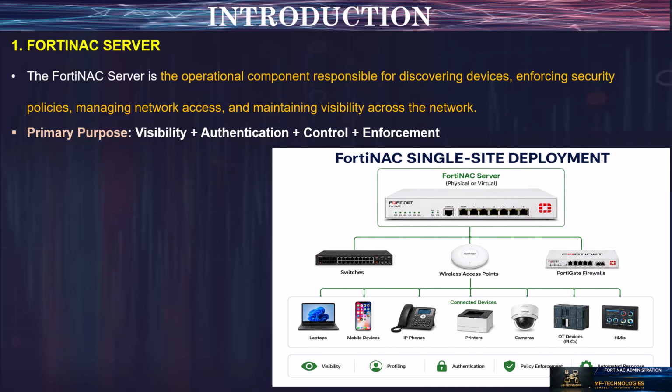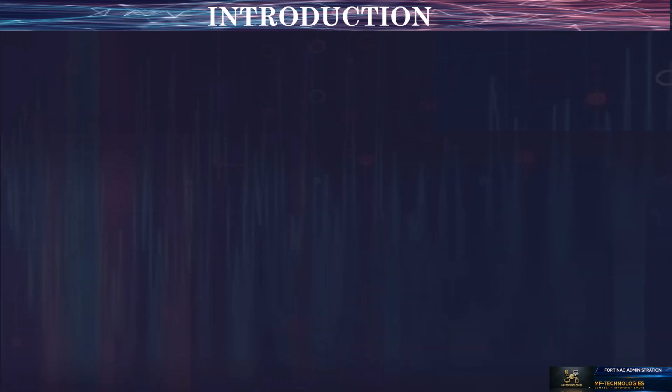Whenever a new endpoint connects to the network, the server is responsible for identifying it and determining the appropriate level of access. It also communicates directly with the switches, wireless controllers, and other infrastructure devices to enforce security policies. In short, whenever you think about visibility, authentication, policy enforcement, or access control, you are primarily thinking about the FortiNAC server. Now let's look at the first capabilities provided by the FortiNAC server.